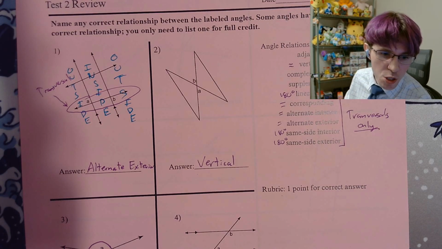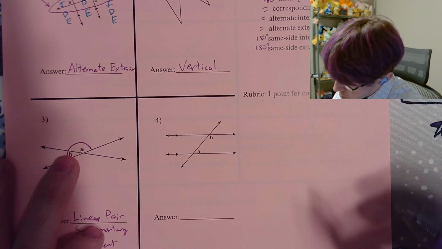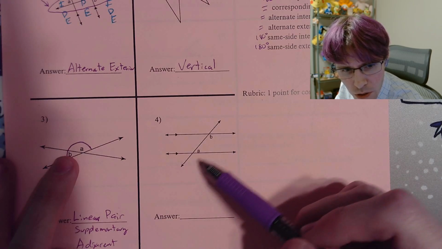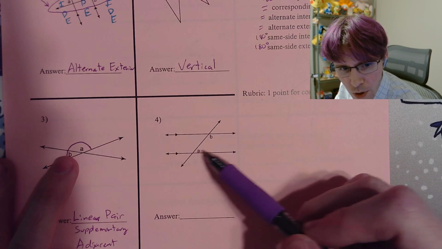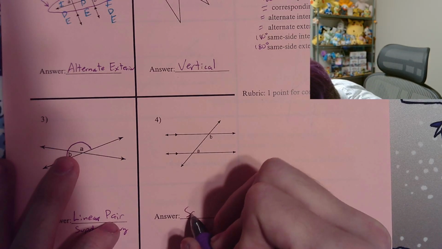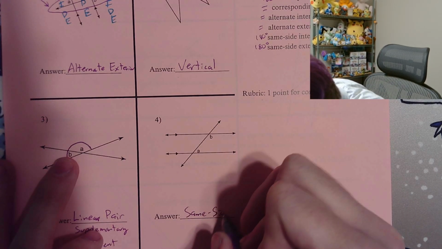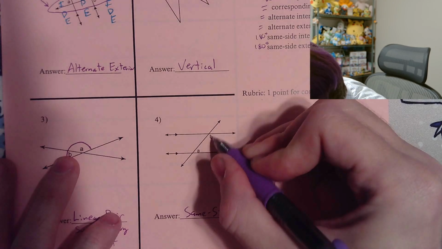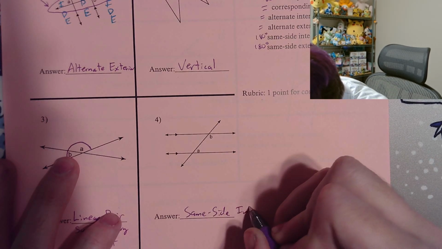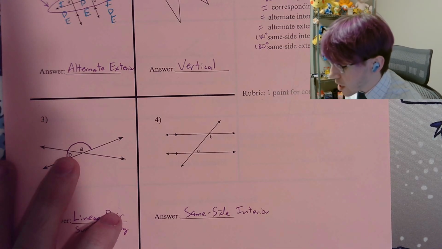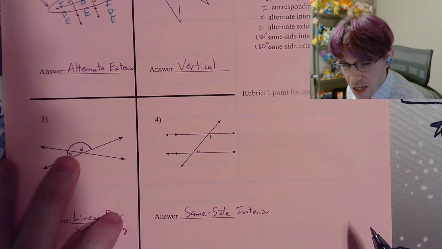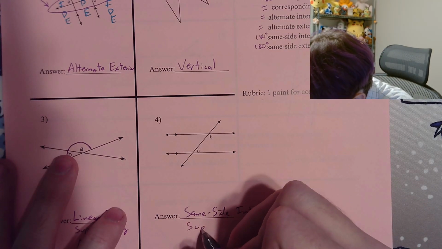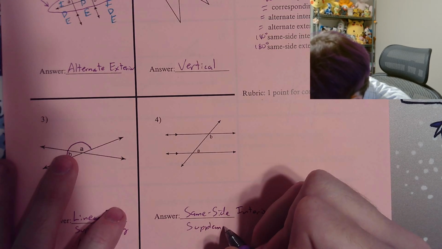Okay. Anyways, question number 4. Let's check this one out. In this one, I don't think you need to circle the transversal. I think it's obvious enough which one's the transversal. It's the only one that goes through the two. These two are both on the same side, so we're going to start with the words same side. And then after that, they are in between, so they are interior. By the way, because both same side interior and same side exterior add up to 180, we could also say supplementary as a correct answer for this problem.